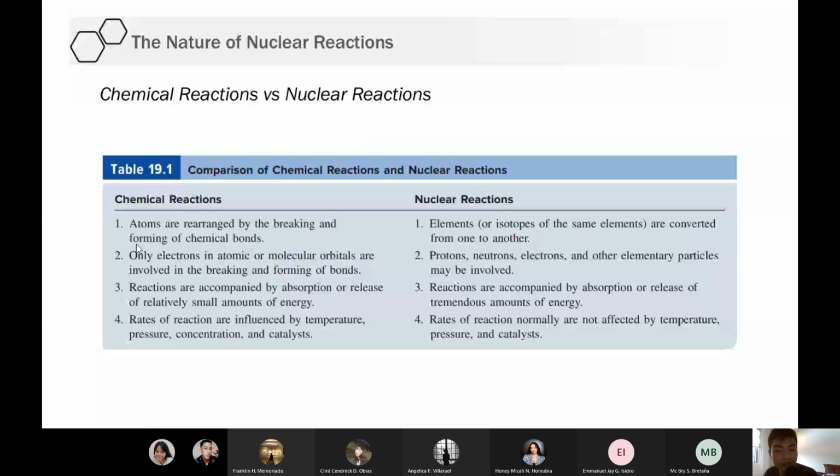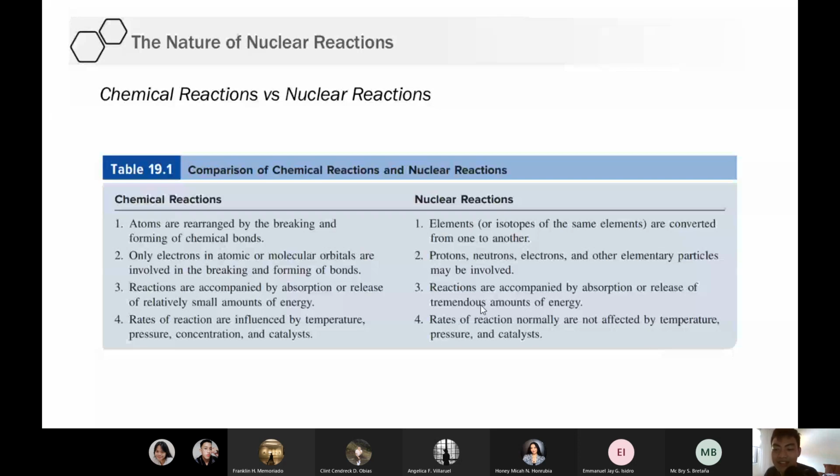Kapag chemical reaction, electrons ang involved. Pag nuclear reaction, it involves proton, neutron, electron, and other elementary particles such as alpha, beta, gamma rays, positron, mga ganun. Ano pa? Chemical reactions produce relatively small amount of energy compared to nuclear. Okay? So, ang good comparison dyan ay bomba, pati star.